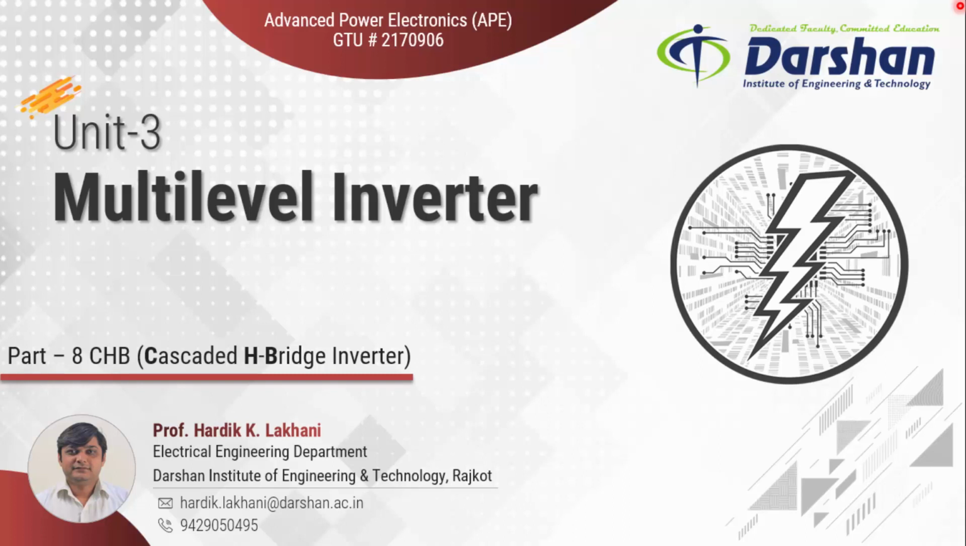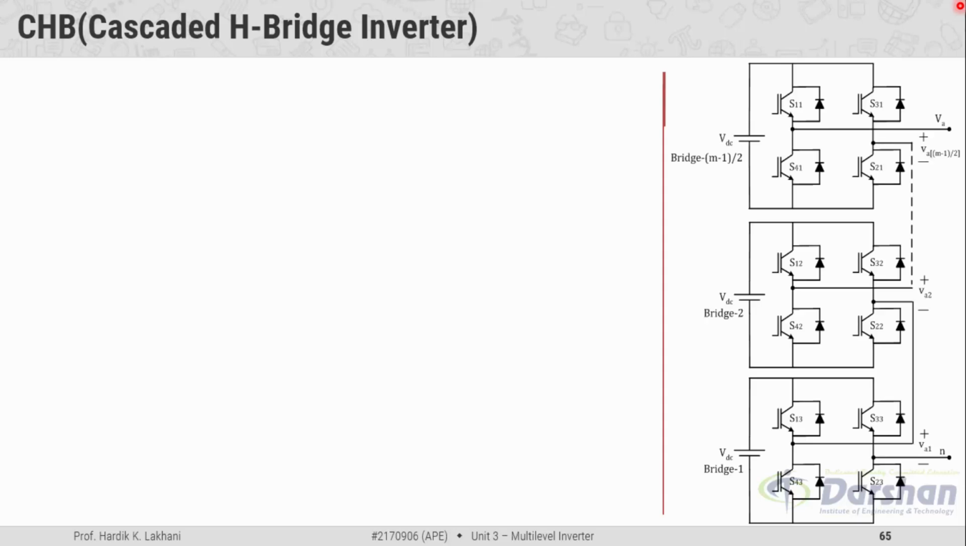The last type of multi-level inverter in unit number 3 is CHB. It is also referred to as the cascaded H-bridge inverter. So in this session, we are going to see the working principle, construction, switching table, as well as classification of cascaded H-bridge multi-level inverter. Here is the diagram of cascaded H-bridge multi-level inverter for M level.